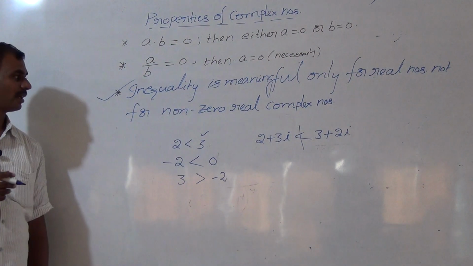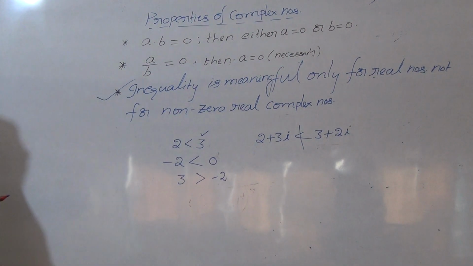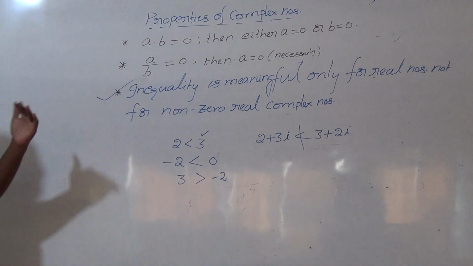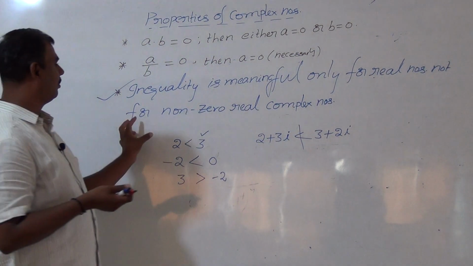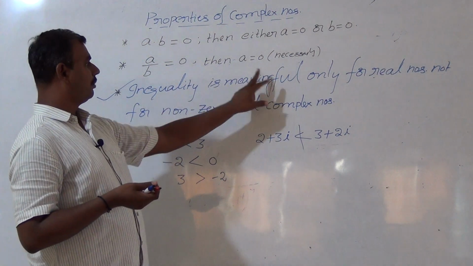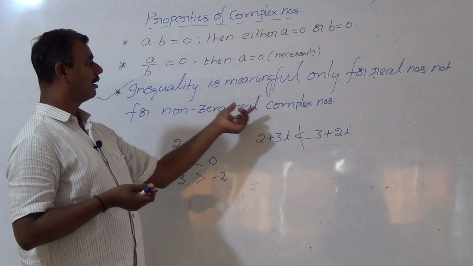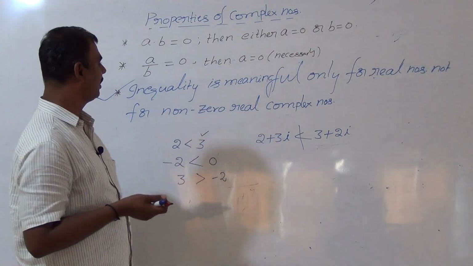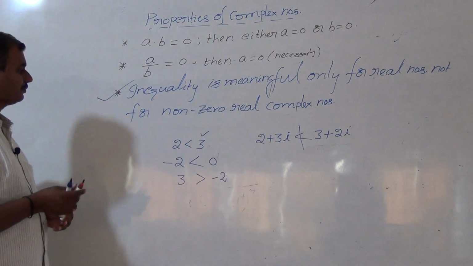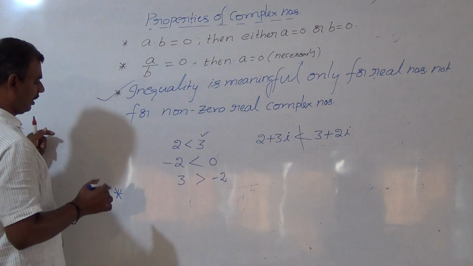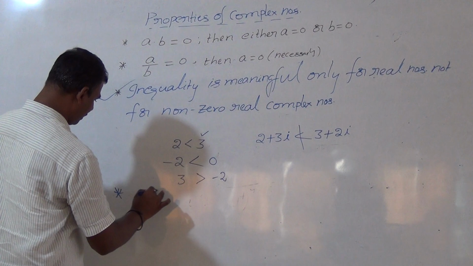Many people ask which of the following two numbers, or among three numbers, is the smaller number. Remember, inequality is meaningful only for real numbers, not for complex numbers. It is a very, very important property. Now let us see one more property. It is also very important.